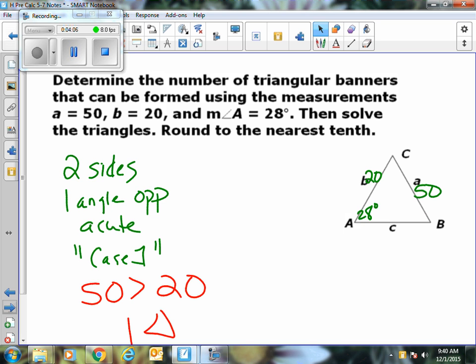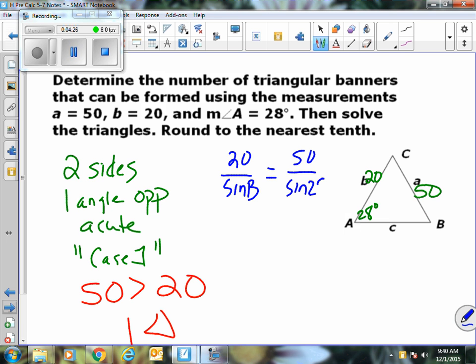If you look back at your pictures, that's that 4th picture we have for case 1, where the side opposite is longer. Awesome. One triangle. So you're ready to go ahead and solve for all the pieces that you need. The first thing, the only thing we can solve for, is angle B. So 20 is to the sine of angle B as 50 is to the sine of 28. Go ahead, pause the video for a sec, and calculate angle B.